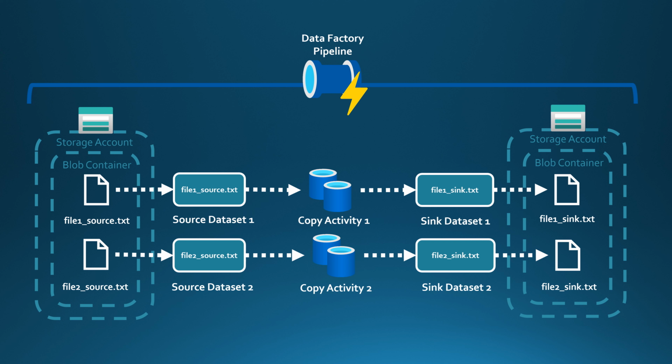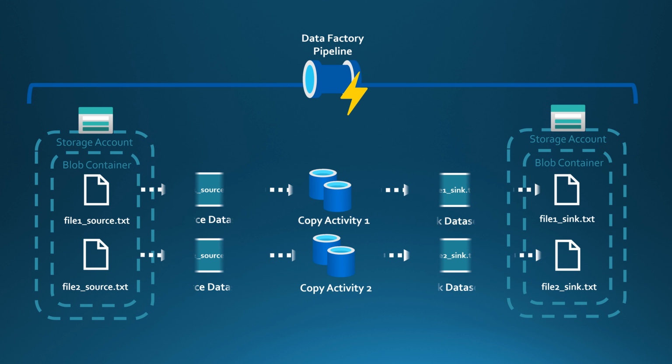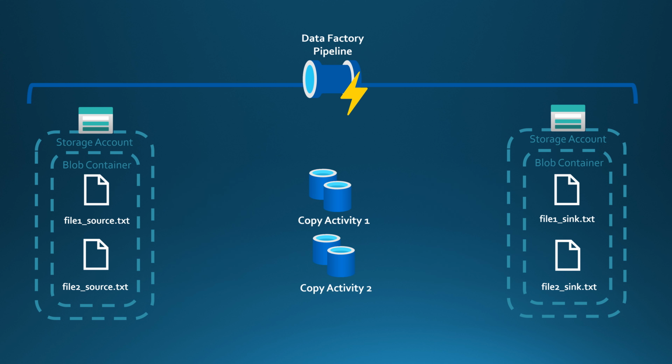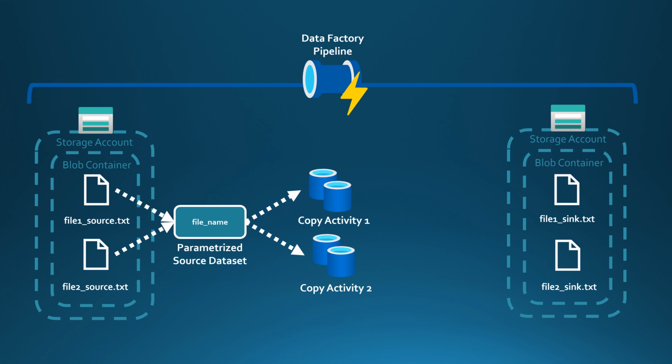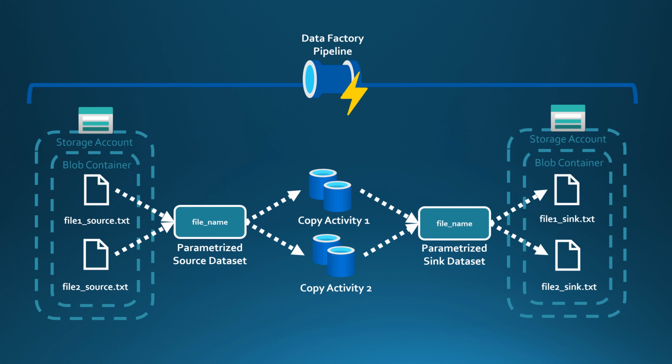But if we would like to reduce the amount of Data Factory objects that are being used here, like the datasets, we can use Data Factory parameters to do that. Now let's go through how we would do it. So let's get rid of all of these datasets. And now let's add just one parameterized dataset describing the source, and let's do the same thing for the sync dataset. In this case, we don't hard code any file name values for these datasets.